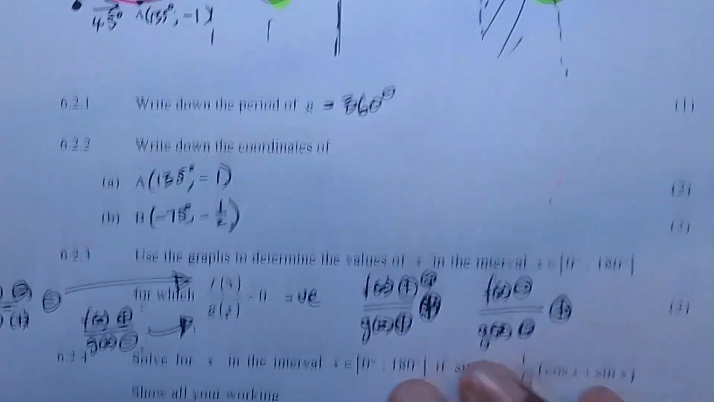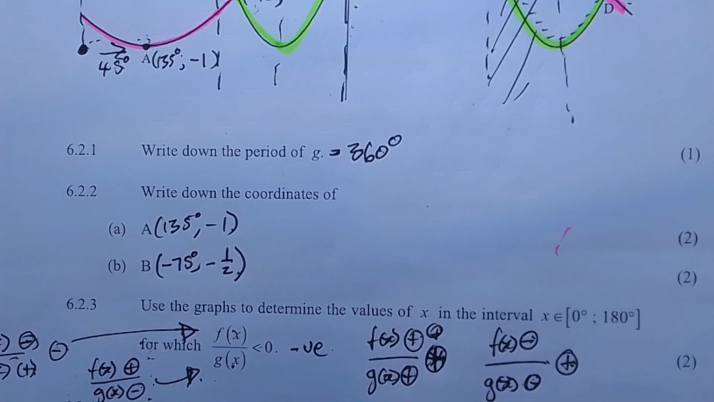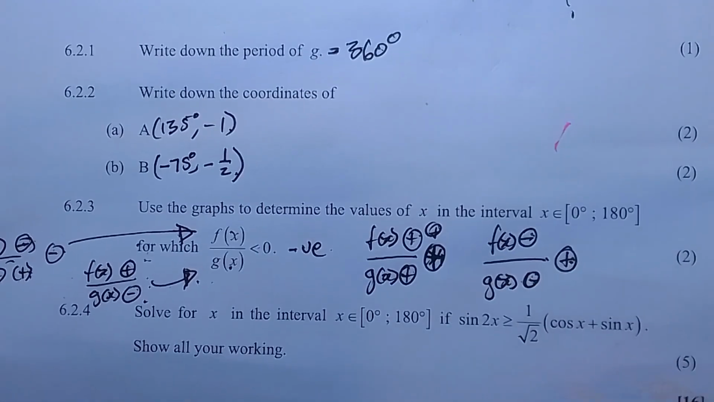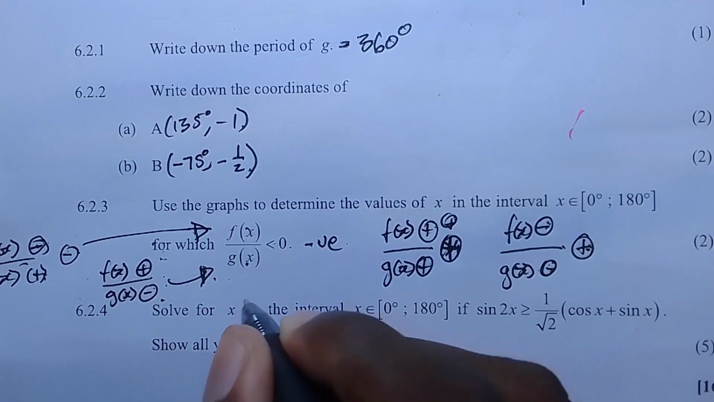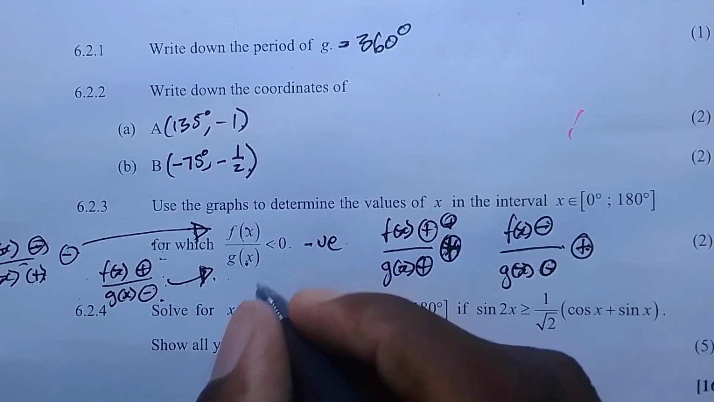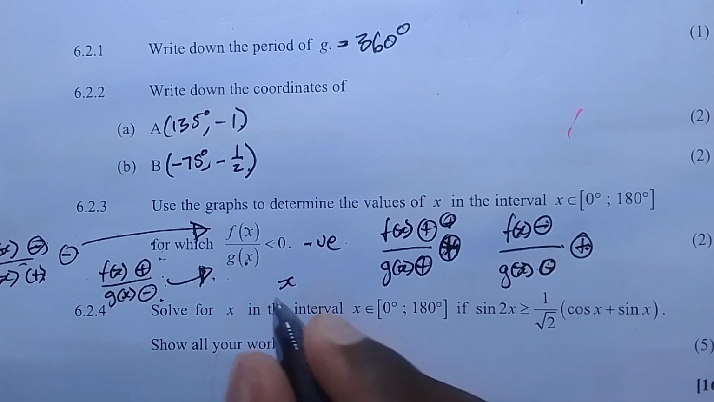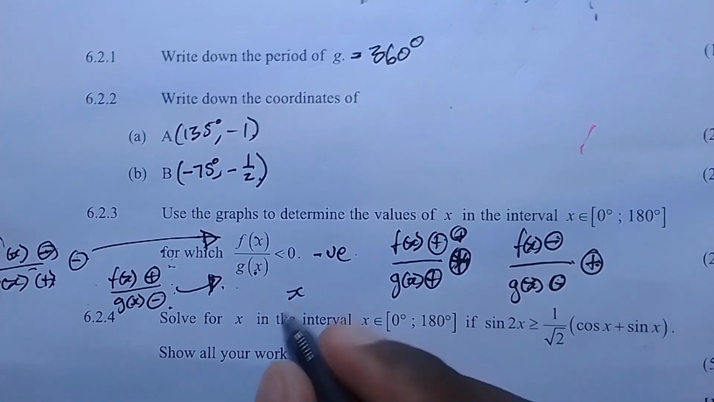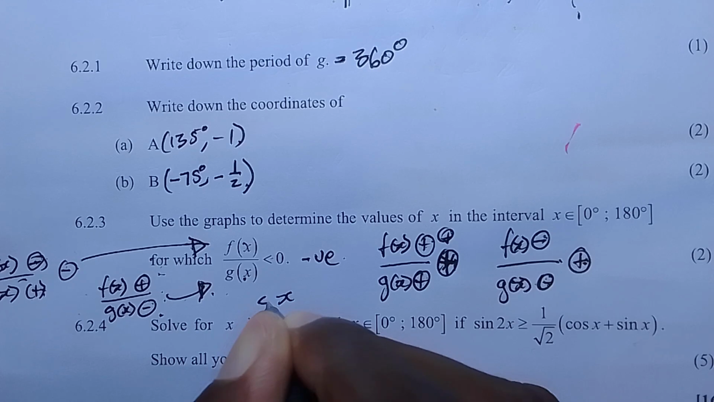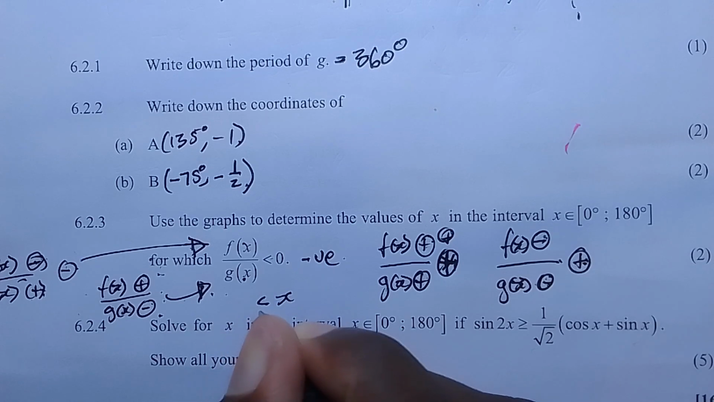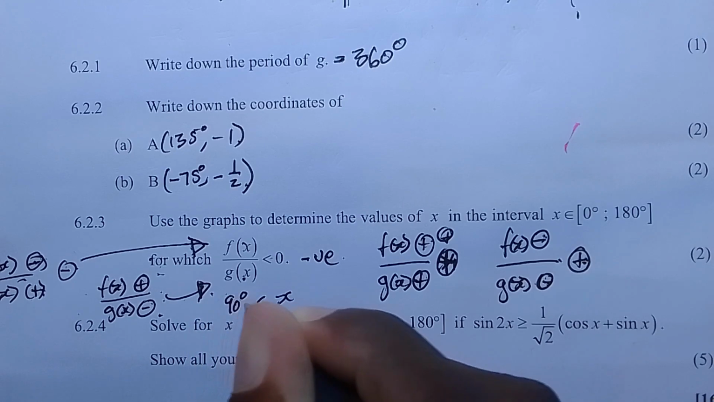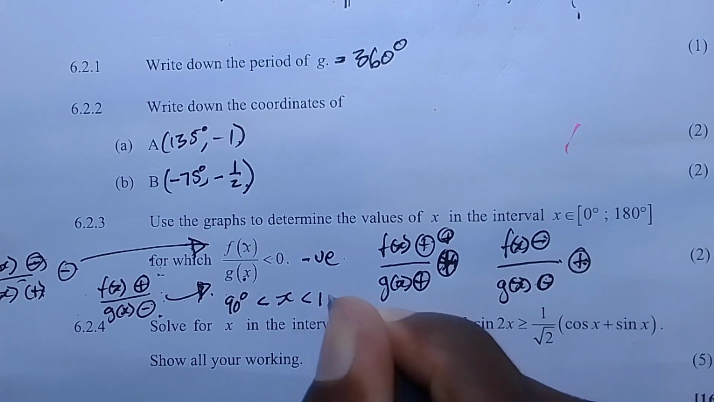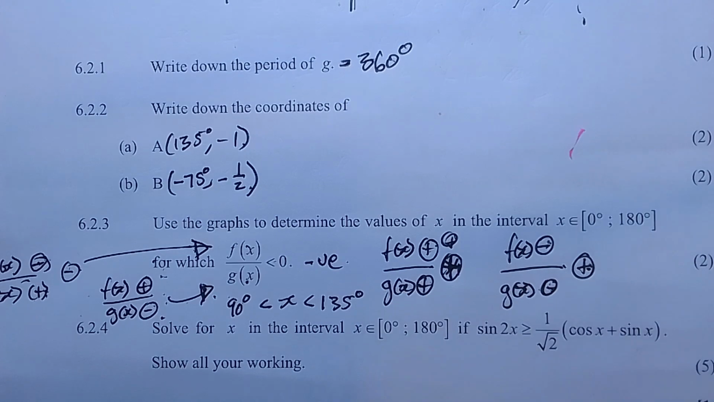But I had to explain in detail so you guys can understand that, because I know it's a tricky question and it's usually there. So our answer should be, they're using x, yeah. x should be greater than 90 degrees but less than 135 degrees.